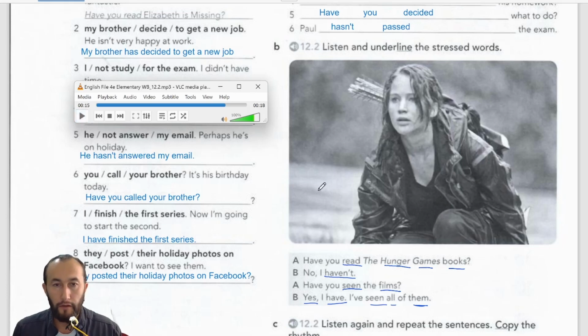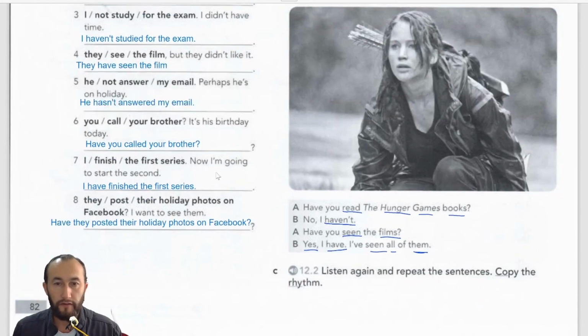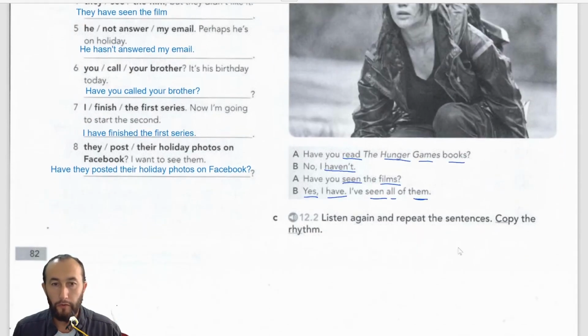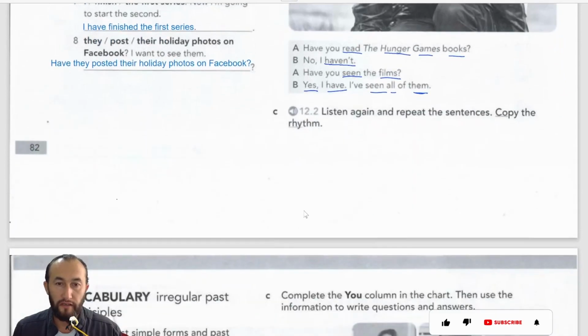And that's it, guys. So we're going to stop here, I believe. So as you can see here, page 82, we have finished it. And we will continue with the next page in the next videos, guys.